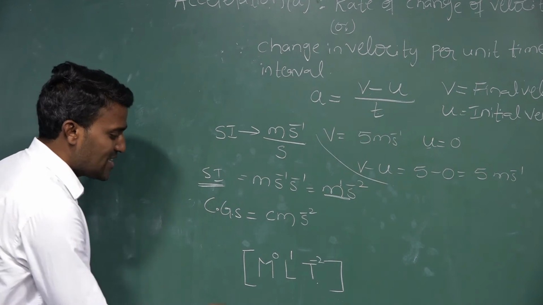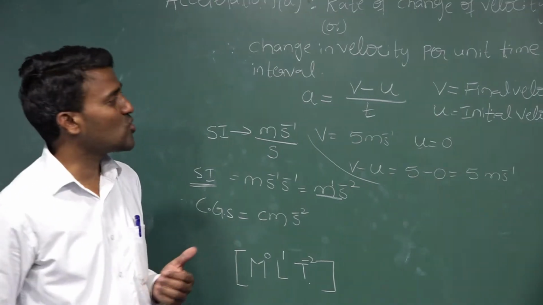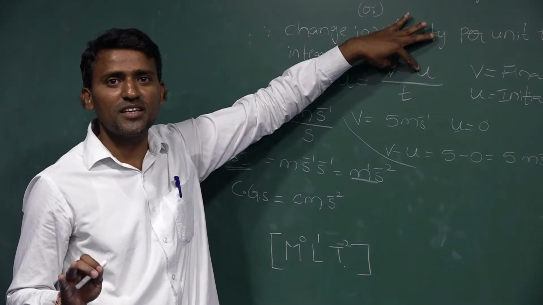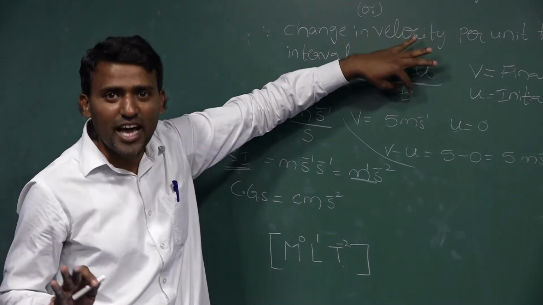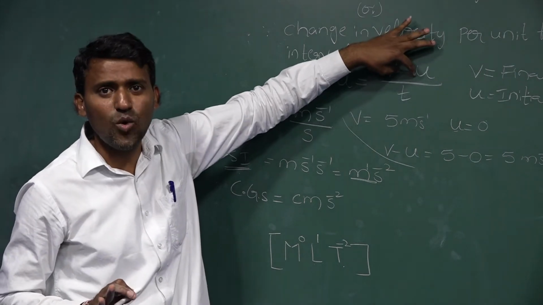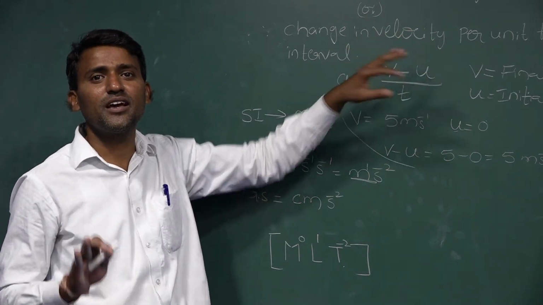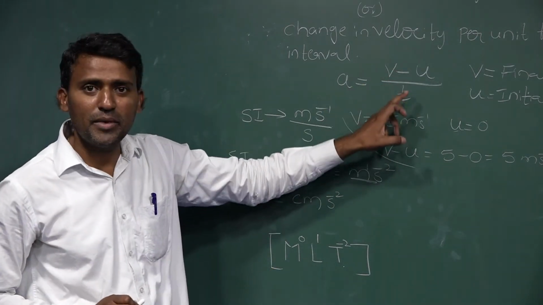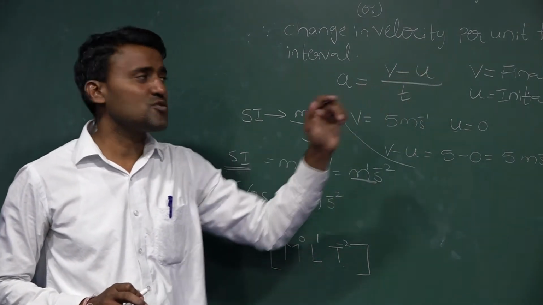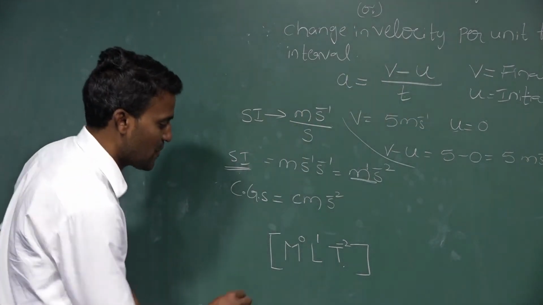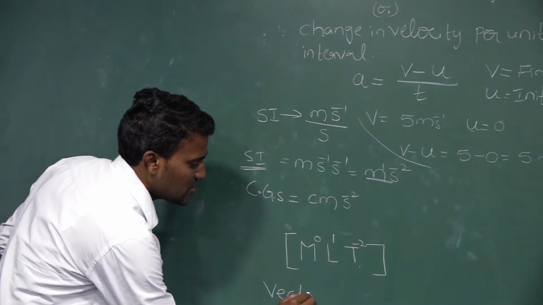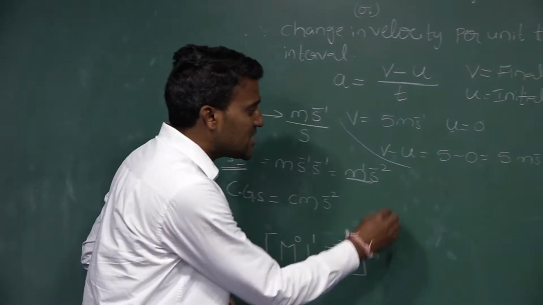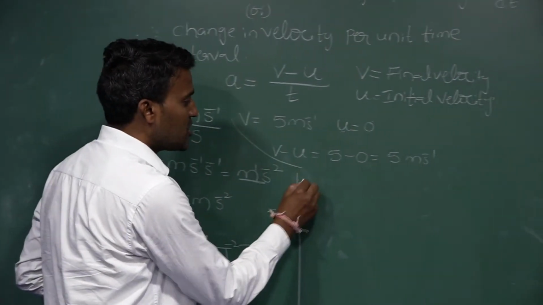Now, is it a vector quantity or a scalar quantity? See here, change in velocity. In the numerator it is the velocity. Velocity is a vector quantity, time is a scalar quantity. Vector quantity divided by scalar quantity. I told you just before. So vector divided by scalar is equal to vector. So acceleration is a vector quantity, isn't it? And next one, retardation. I want to write about the retardation.